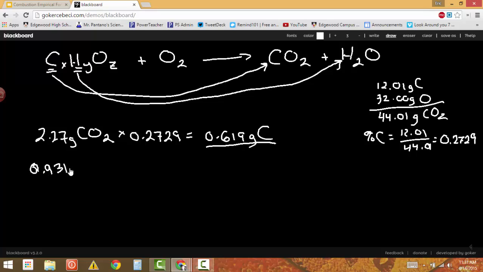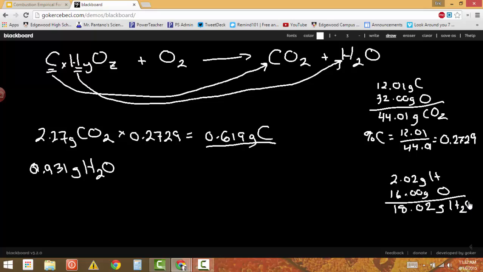0.931 grams of water. Well, how much of water's mass is made up of hydrogen? I can do the same thing. For hydrogen, there's 2.02 grams of hydrogen and 16.00 grams of oxygen in 1 mole of water, or 18.02 grams of H2O. So the percentage of hydrogen in water is 2.02 over 18.02, which is 11.2%, or 0.112. So the percentage of hydrogen in any amount of water is about 11.2%.